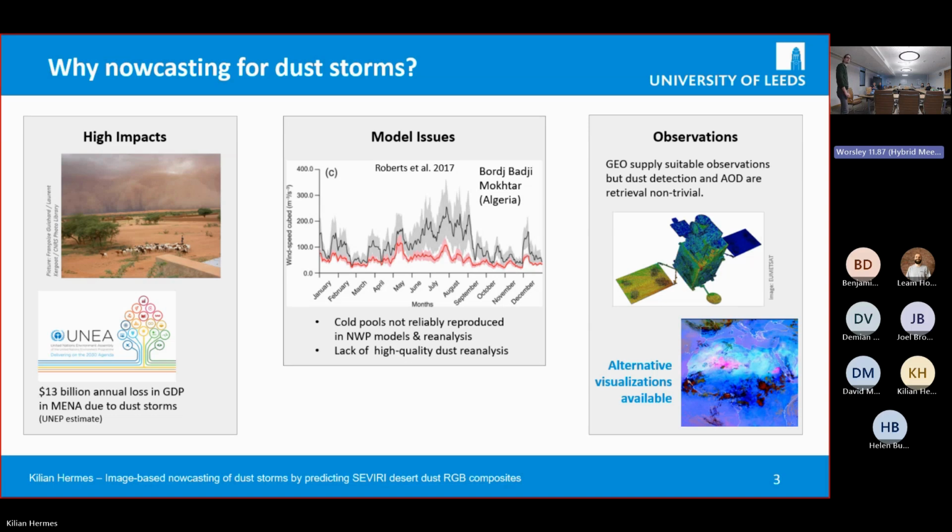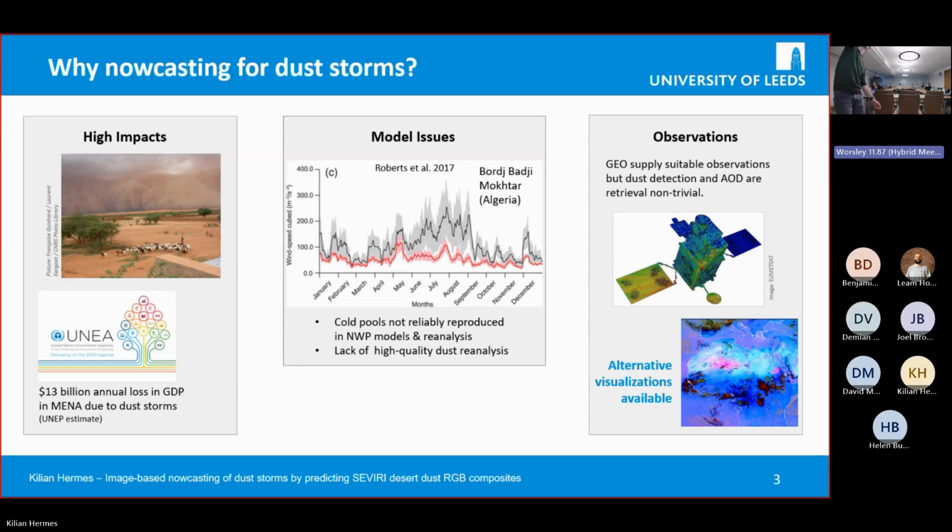For the Middle East, North Africa, the UN estimate is a loss of about 13 billion per year due to these dust storms. However, when we try to model that with conventional numerical weather prediction, we have some issues. So most notably, these dynamics, which produce these cold pools, these dense outflows of these thunderstorms, you could say, are hardly reproduced or are not sufficiently reproduced in numerical weather prediction, which is the operational standard still today.